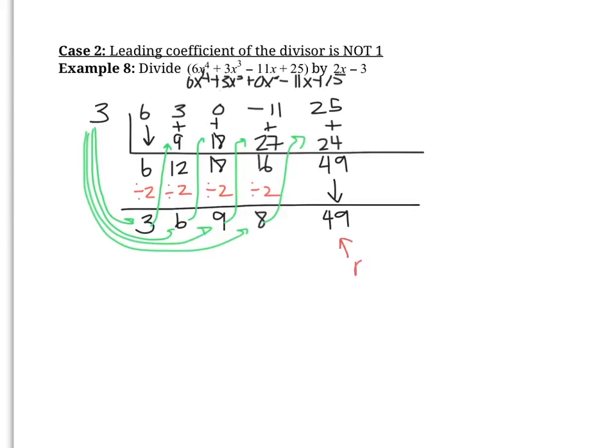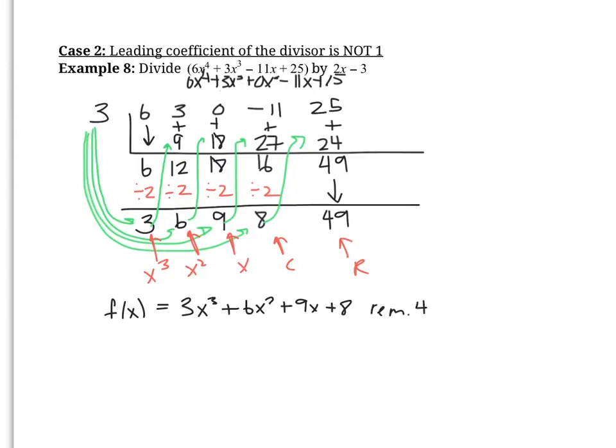So here is our remainder. Here is our constant term. Here is our x. Here is our x squared, and here is our x to the power of 3, which means that when we divide this ugly thing by this 2x minus 3, we are going to get the function f at x equals 3x to the power of 3 plus 6x squared plus 9x plus 8 with a remainder of 49. Done. And if you don't believe me, spend half an hour of your life and do the long division.